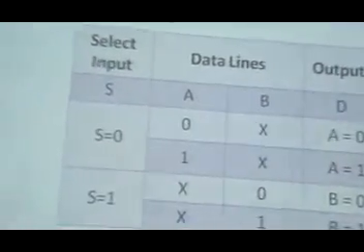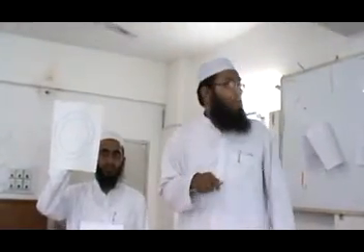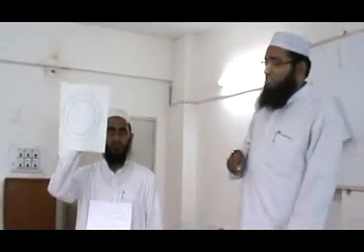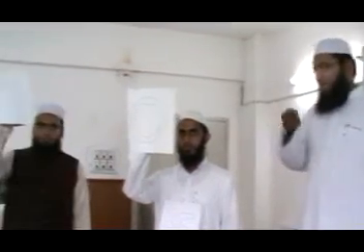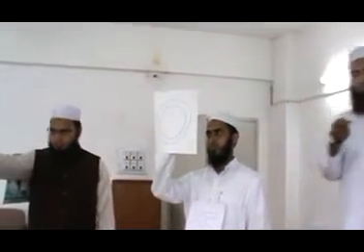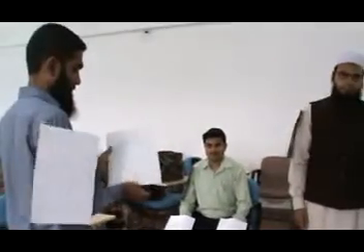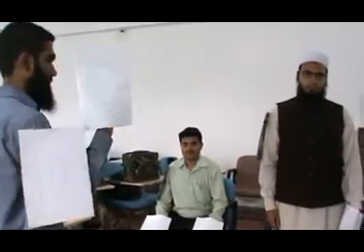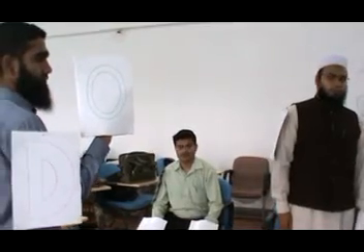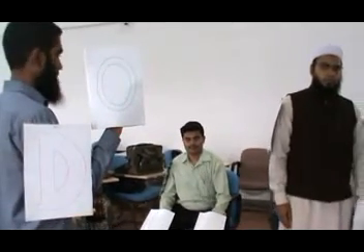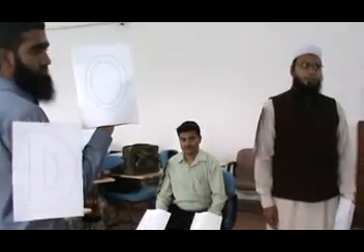When S is equal to 0, the select line is 0. At that time, the data present on A, which is 0, is going to be transferred to the output D. You can see how the data is transferred. At the same time, you can observe that input B is sitting on a chair, indicating that input B is inactive when the select line is 0.